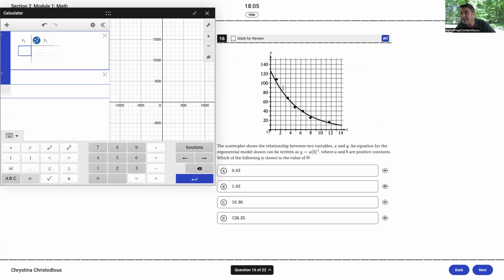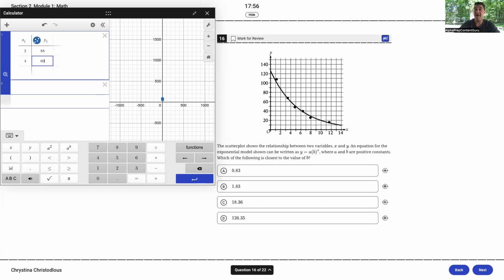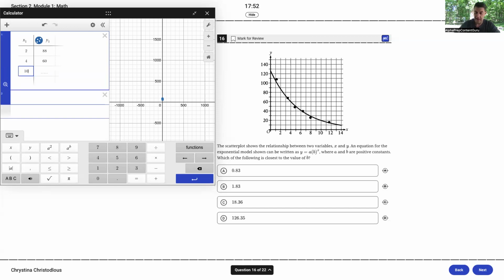2, 88-ish, 2, 88. Then I'll go here and I'll say 4, 60. I don't need many. I'll do 3 because it looks kind of funky. 10, 20. I'm not trying to be smart. I'm just going to create an equation of best fit. I touch the y, then the 1 before I take my finger off the y to do y subscript 1 to access those 3 elements.